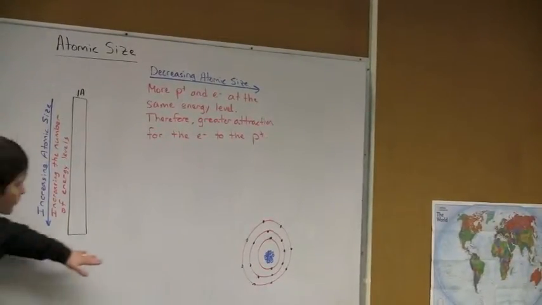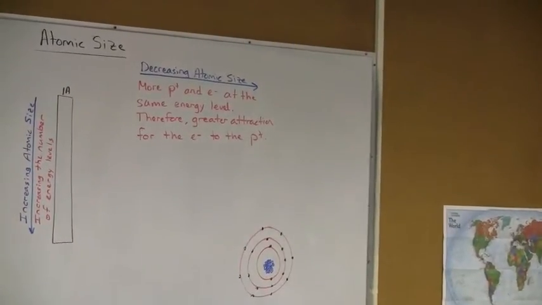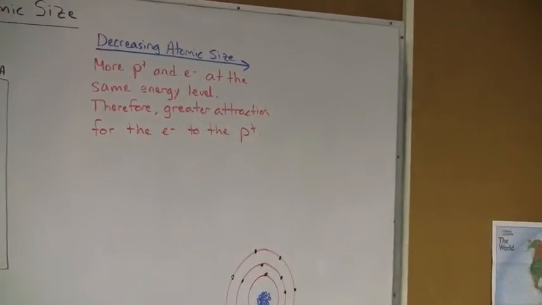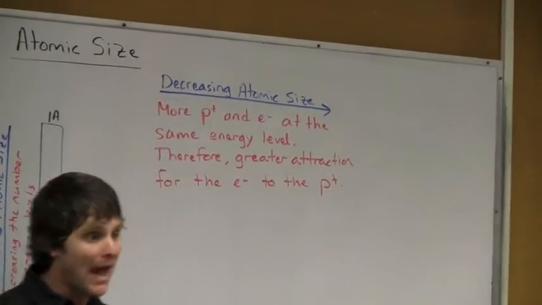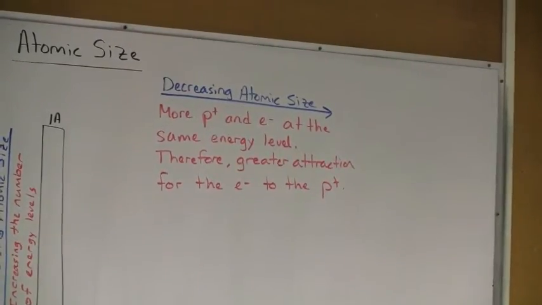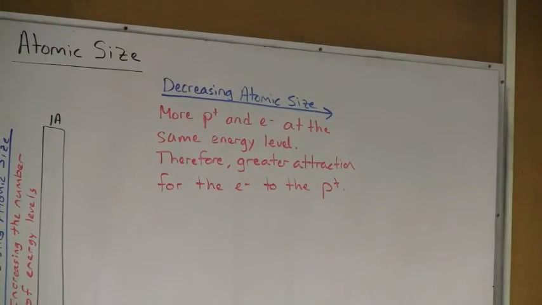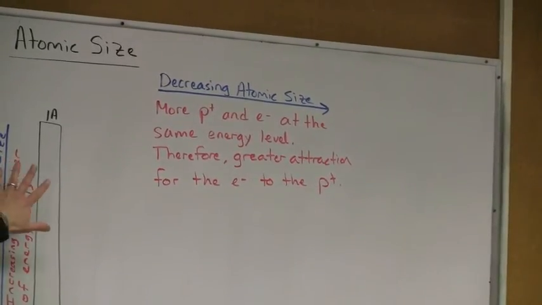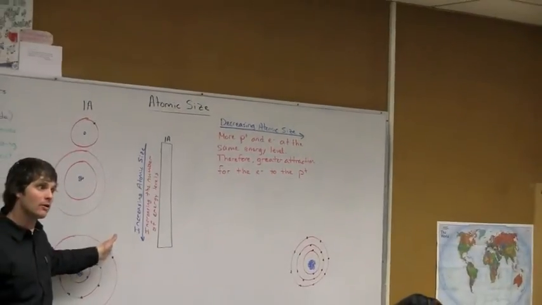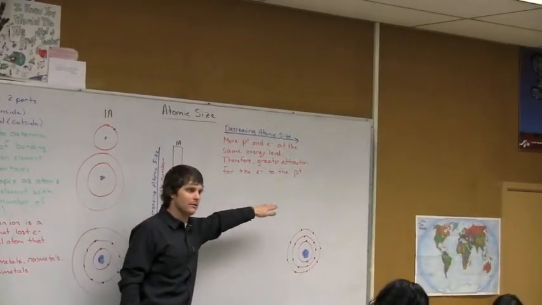As you go across a row of the periodic table, 3 energy levels, or 4 or 5, as the energy level stays the same as you go across a row, you're packing more positive protons in the nucleus, more negative electrons in the electron cloud, and it actually squeezes in on itself. It actually gets smaller. Okay? So 2 trends for atomic size: increasing down a column, decreasing across a row.